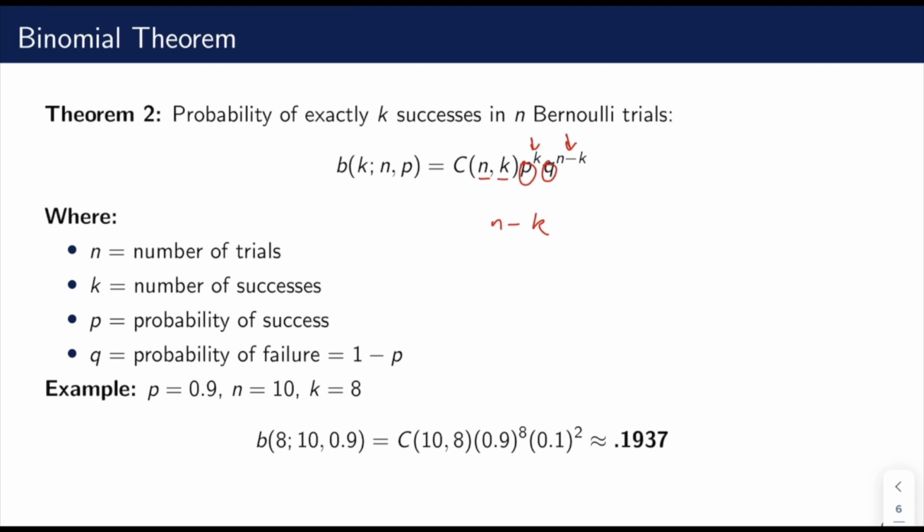Now, say you're running a machine that has a 90% success rate, and you run it 10 times. What's the probability it works exactly 8 times? Well, we can plug that right back into the formula up here. So we have the combination of 10 choose 8 multiplied by the probability of success raised to the number of successes multiplied by the probability of failure raised to the number of failures. And we get approximately 0.1937, or a 19% chance the machine works 8 out of 10 times.